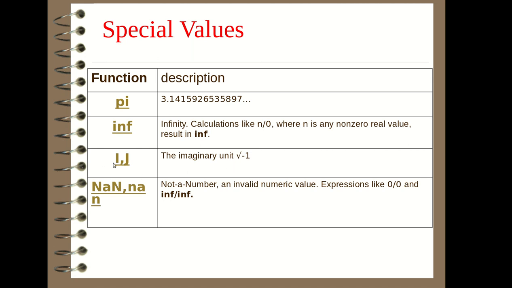If you write i or j, in the new version of MATLAB they use i, but remember that j also refers to the square root of minus 1, the imaginary number. But these days, if you write j, it will give you an error or a hint that you should use i as the imaginary unit.